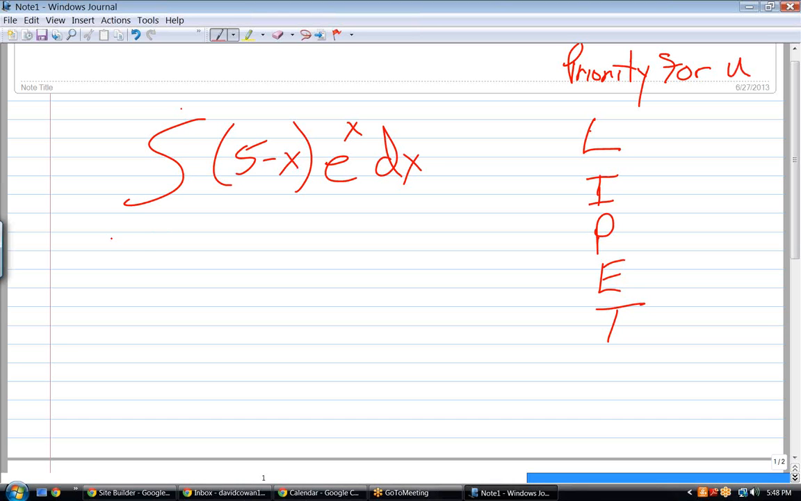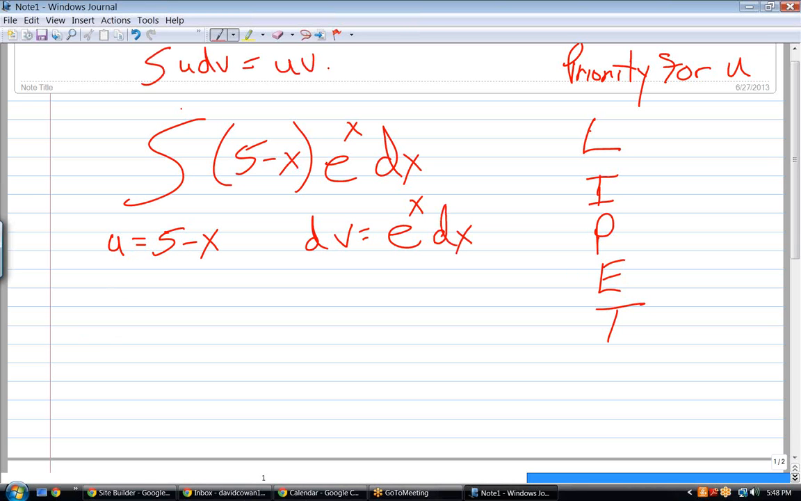So what are we going to let u equal here? 5 minus x. And what are we going to let dv equal? Everything else. Yeah, e to the x dx. Since the integral of u dv is equal to uv minus the integral of v du, we're going to need a v, and we're going to need a du. So let's get the du first.